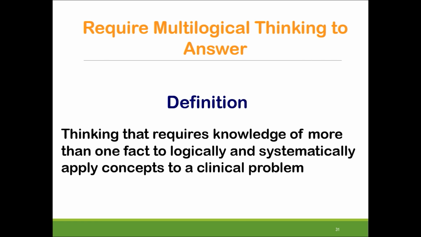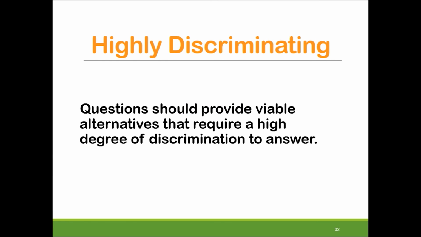For multilogical thinking, I think the important piece here is that students have to know more than one fact in order to answer the question. If your question, as you're reviewing it and you're writing the rationale, doesn't meet that standard, you'll know it probably right away, because the classic "I can find this answer on a single page in a textbook" type of mentality about the question totally defeats multilogical thinking.